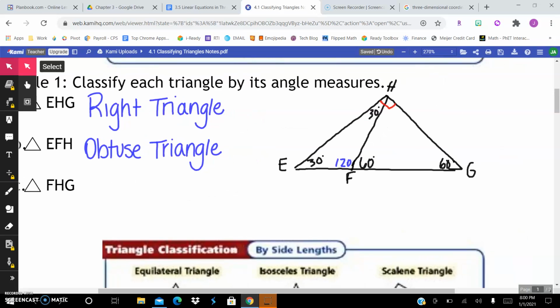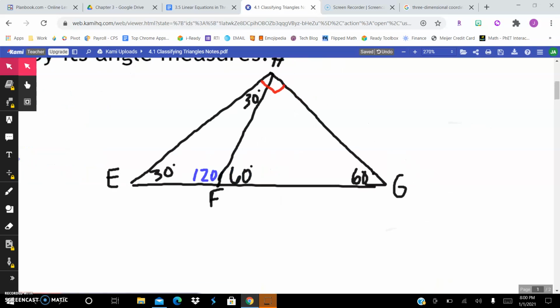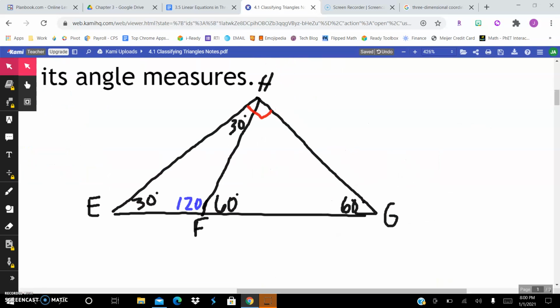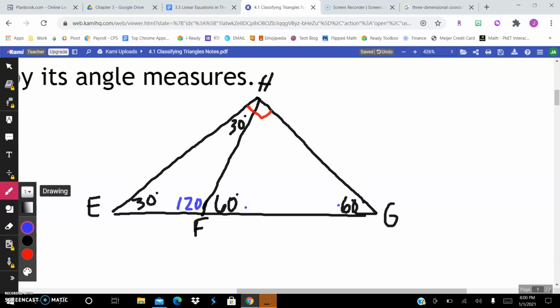And our last one is FHG. And FHG is this triangle over here on the right-hand side. And notice we have 60, 60, and then we don't know this top one. So if we add the 60 and 60 together, we get 120. 180 minus 120 is 60. So that proves that that is 60.